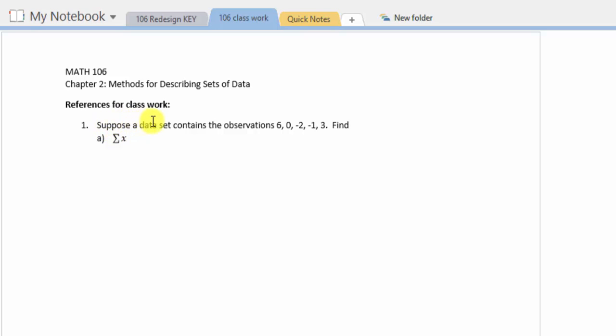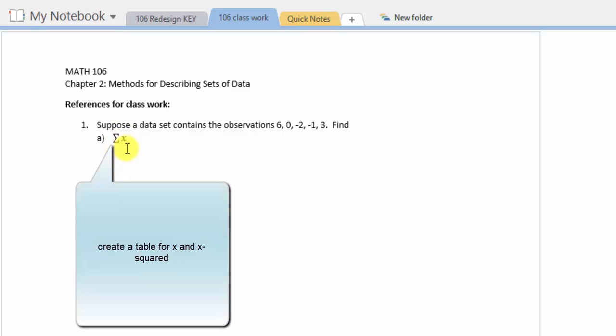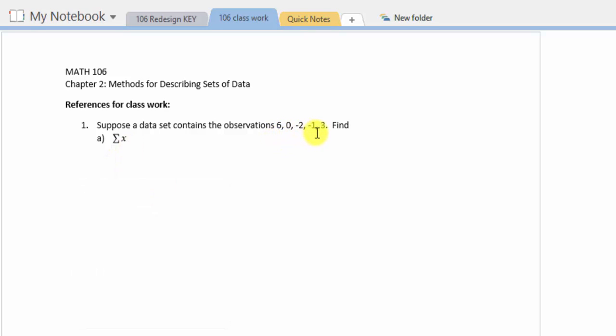Here it says, suppose a data set contains the observations 6, 0, -2, -1, and 3. So you can see we've got sigma x. That means the sum of all the x values in the data set. So we have 6, 0, -2, -1, and 3. That means we're going to add all of those numbers. Sigma x represents finding the sum of x. So we're adding all of the data values together. 6 plus 0 plus -2 plus -1 plus 3, and that equals 6.